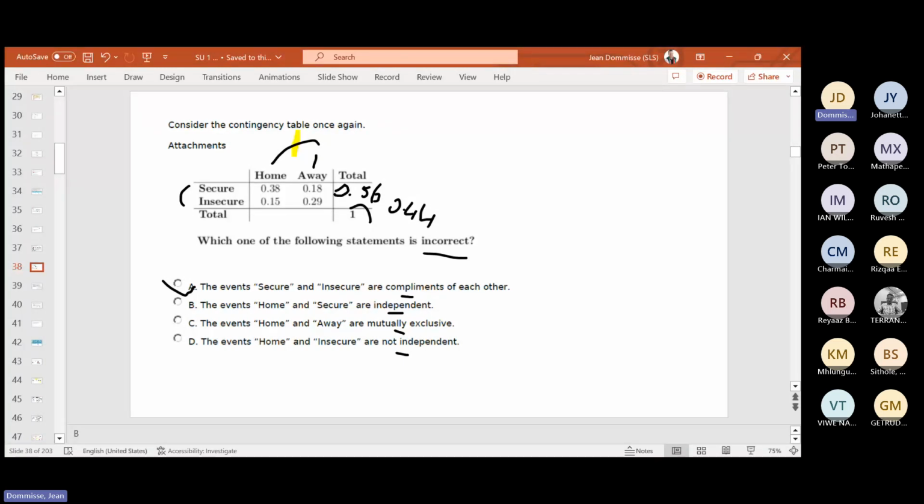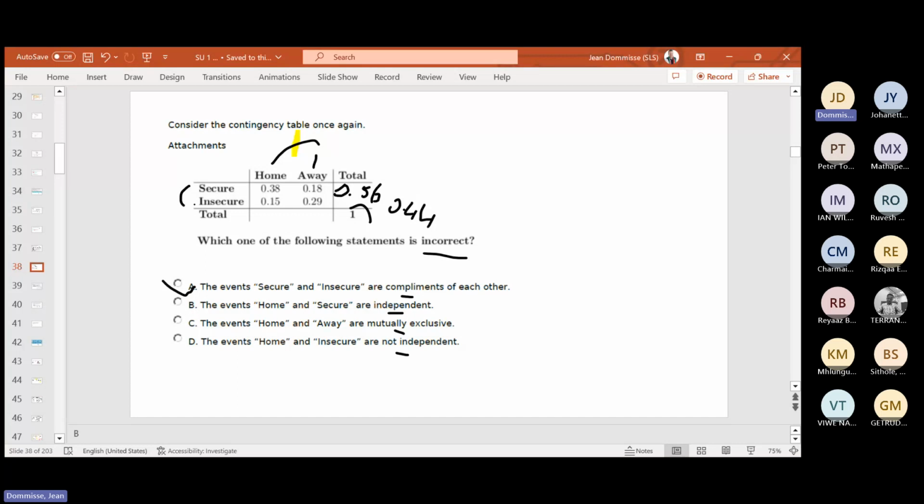Events home and secure are independent. So let's rather first look at mutually exclusive. Events home and away are mutually exclusive. The easy way to view it in this format is, can you be home and can you be away at the same time? No. Okay, so then it is mutually exclusive.